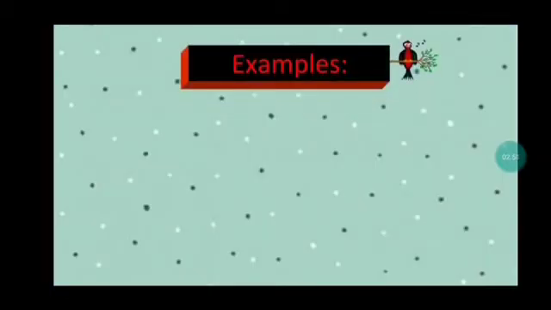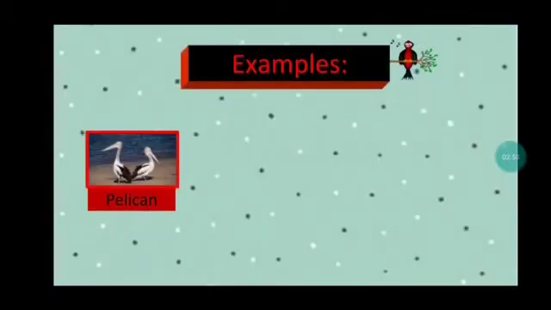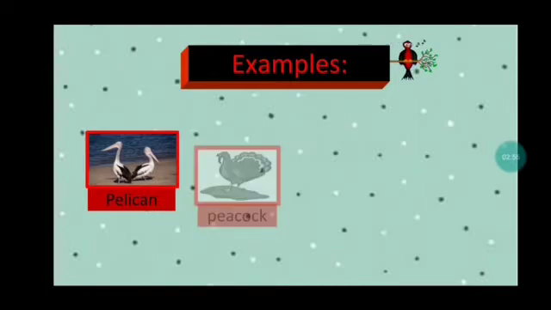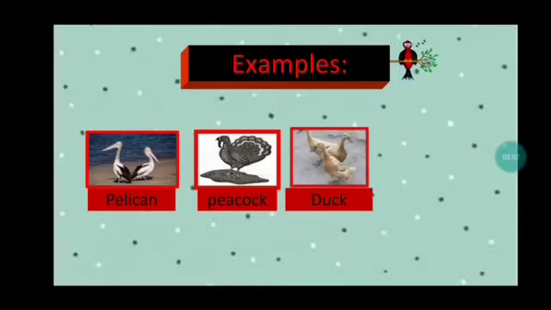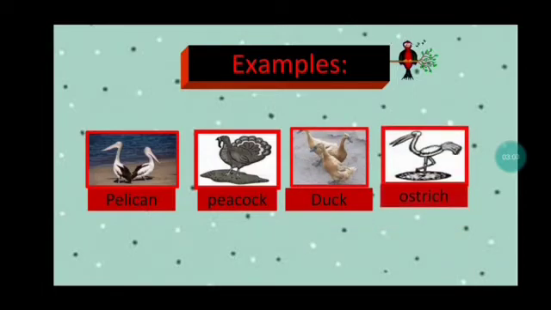And then you can see the pictures, the examples of bird. There are pelican ya, kemudian ada peacock, burung merak, duck, bebek, and then the last ostrich, burung onta. This is the examples of birds. Another example, many of birds, chicken ya, and then swan, angsa. These are the examples of birds.